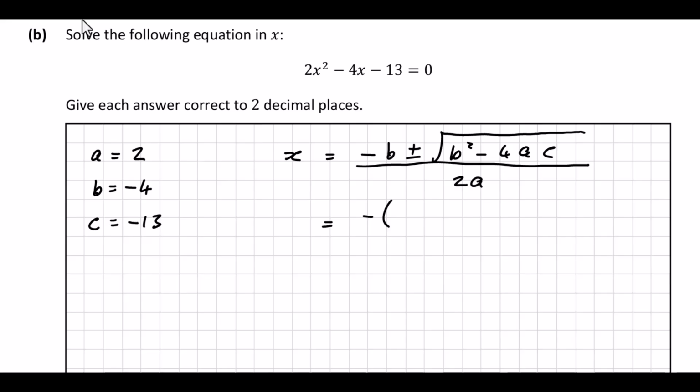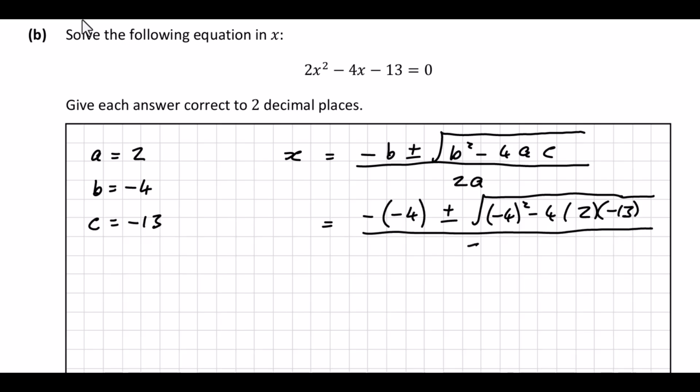So it's minus b, well b was minus 4, plus or minus the square root of b squared, well that's just minus 4 squared, minus 4 times a times c. So a was 2 and c is minus 13. So underneath then it's just twice a, and a is 2. So all we've got to do is work all of this out.